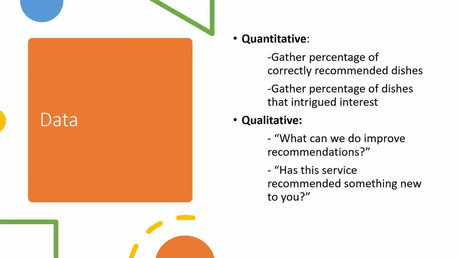For our data, we have, of course, our quantitative data. We're going to gather the percentages of the correctly recommended dishes and also the percentages of the dishes that intrigued the user's interest. But we will also be able to collect some qualitative data. We'll be able to ask, what can we do to improve our recommendations? And has the service recommended something new to you? Something that we can ask the users to see if we can improve our service at all.